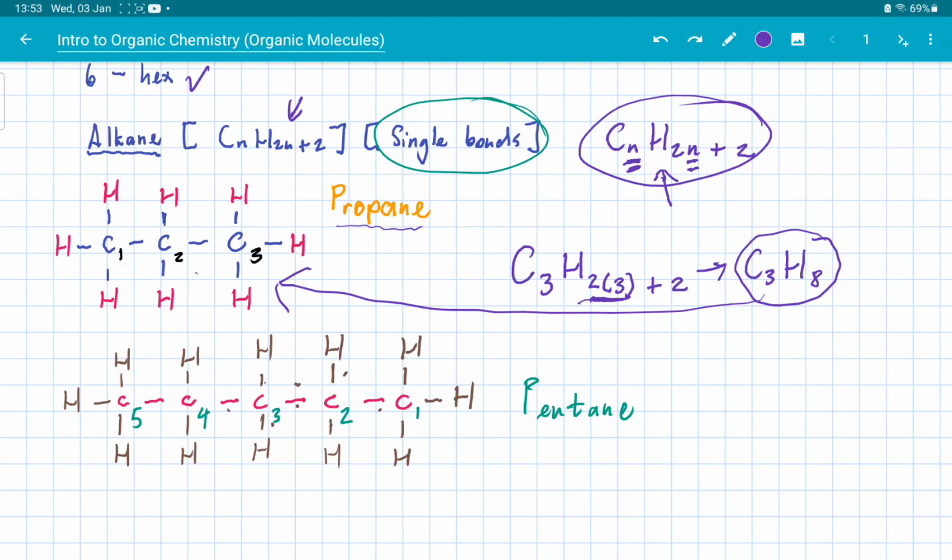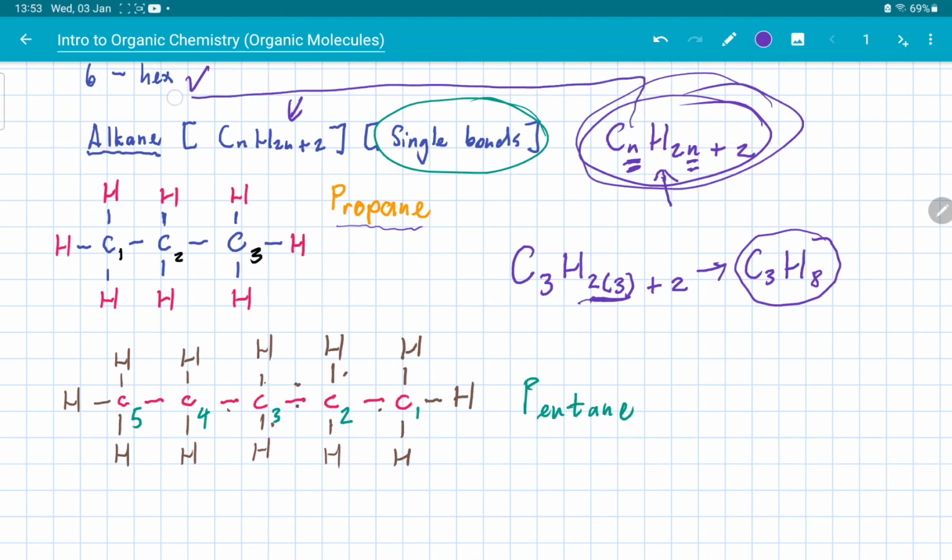So let me go back. We have the general formula. The general formula applies to all the compounds in the same homologous series, or all the compounds that have the same functional group, which is a single bond for alkanes. And then we have a second formula here, which I gave you initially, and I explained the formula.